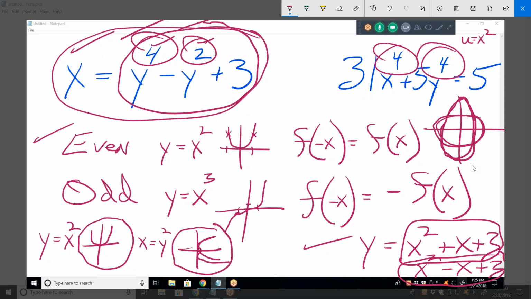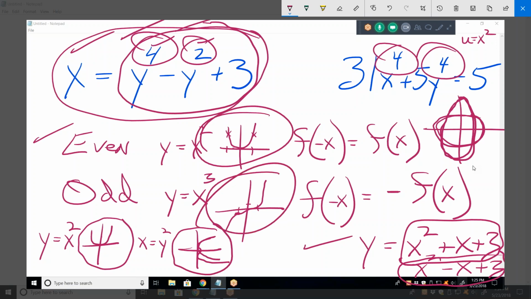But if a function is even, it has symmetry about the y-axis. If it is odd, it has symmetry about the origin. Now, they don't have a name for being symmetrical about the x-axis. In other words, this one down here, the reason they don't have a name for that is because that's not a function. Notice for a given value of x, I got two different values of y. That violates the definition of a function, does not pass the vertical line test. So they don't have a name for that.